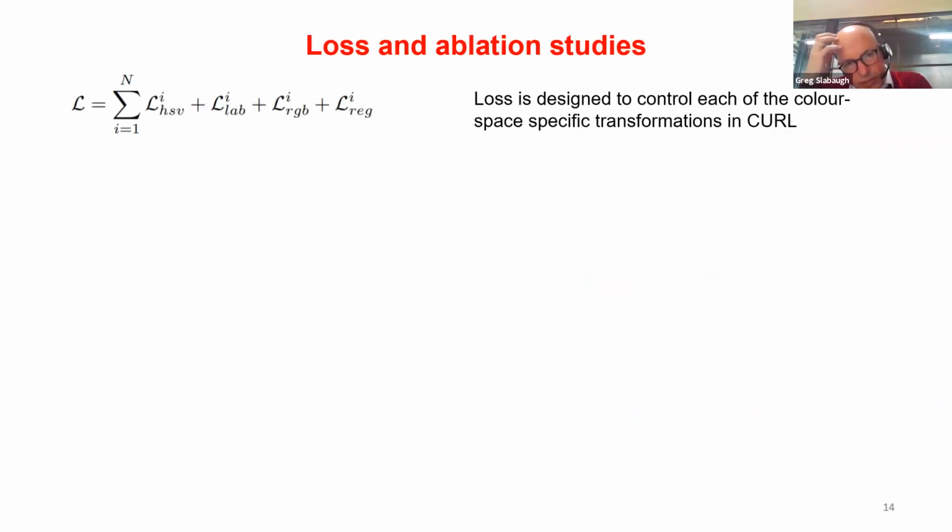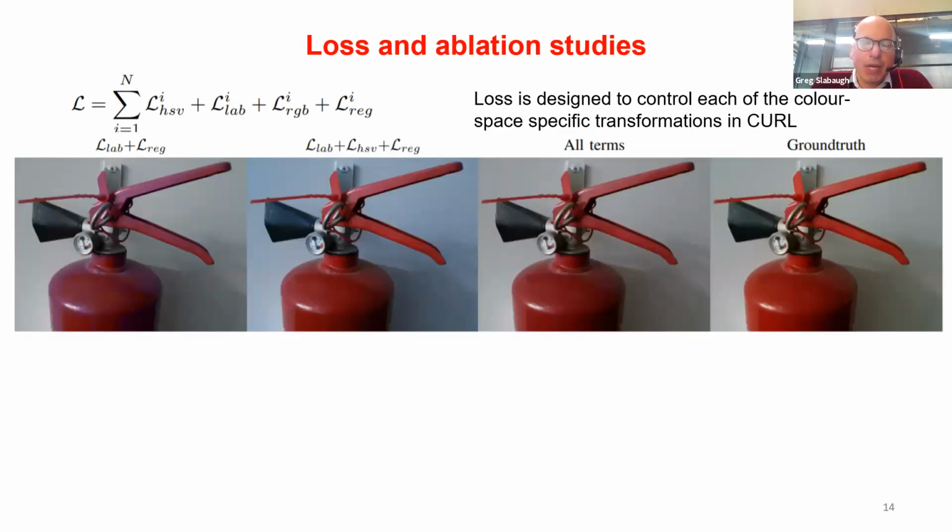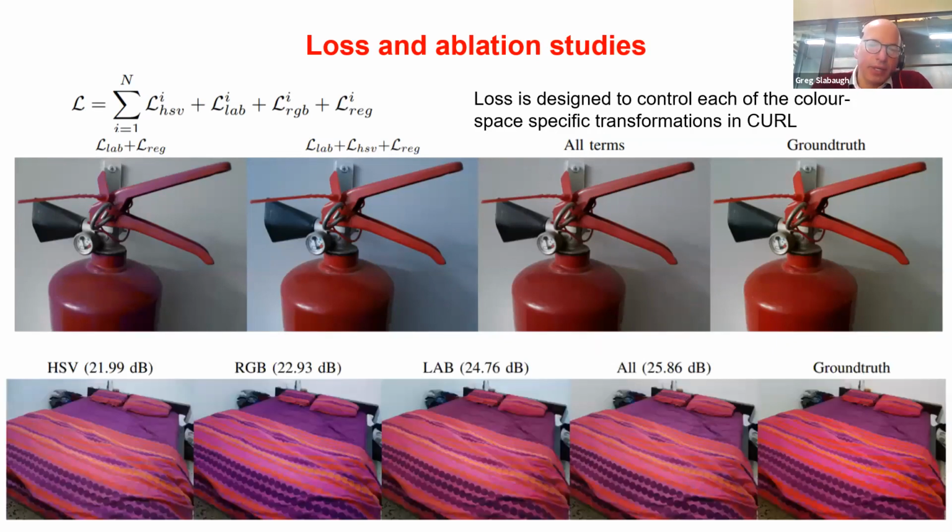So our loss combines losses in different color spaces, because we have all these different color spaces that we're propagating through, and then there's a regularization loss as well. In our paper, we showed through ablation studies that using all of the losses together gives you the best result. These three color spaces work in conjunction with each other to enhance the image.